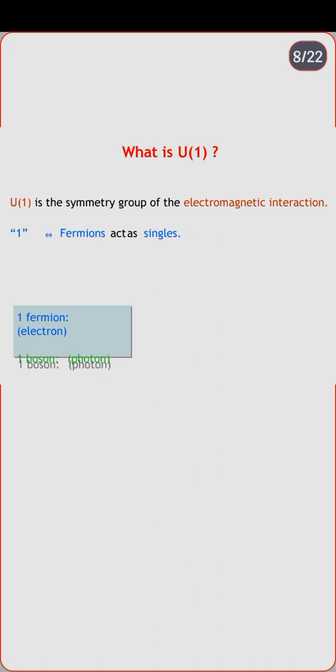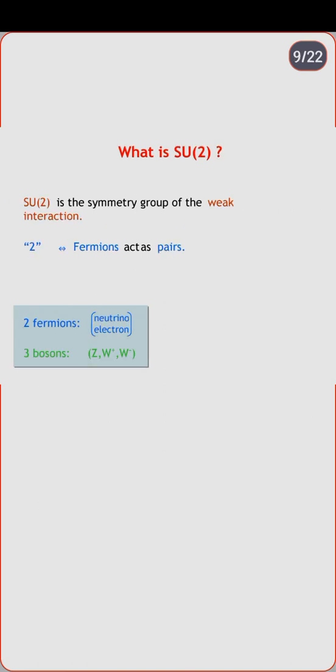What is U1? U1 is a symmetry group of the electromagnetic interaction. Here, one implies fermions act as singlets. One fermion, which is the electron. One boson, the photon. What is SU2? SU2 is a symmetry group of the weak interaction. Here, 2 implies fermions act as pairs or doublets. 2 fermions, neutrino and electron. 3 bosons, Z, W plus and W minus.